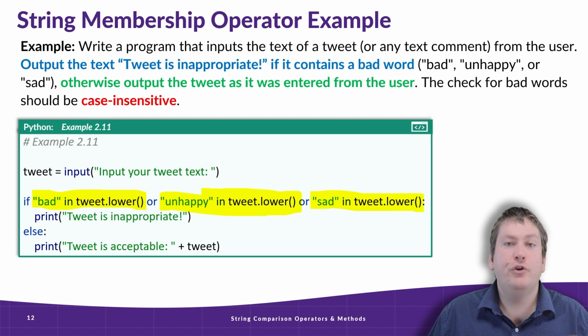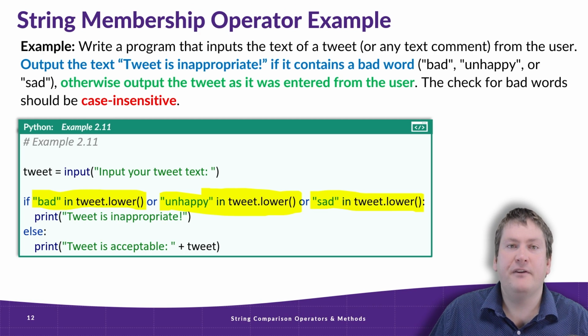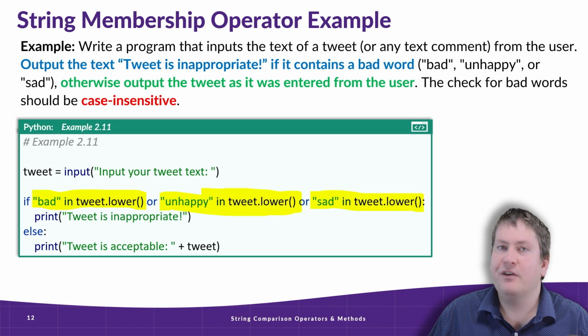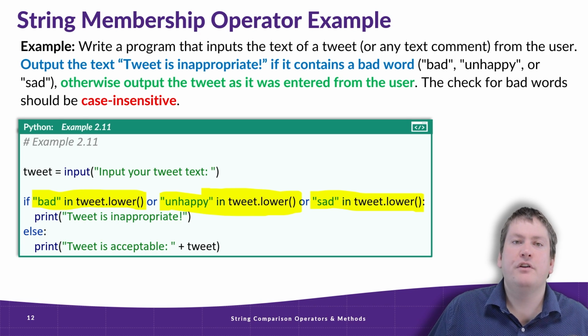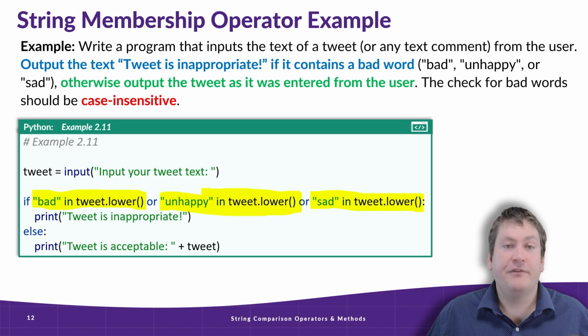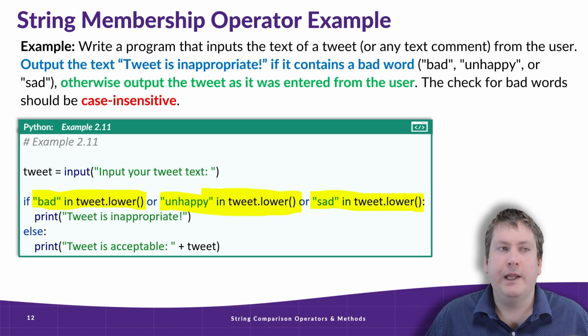If any of these are true, because we're using or, if bad is found in the tweet, or unhappy is found in the tweet, or sad is found in the tweet, we then are going to print out "tweet is inappropriate." If those aren't found, then we're going to print out "tweet is acceptable," and then a copy of the tweet.